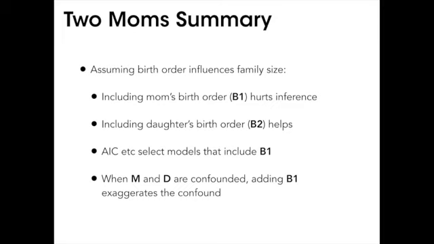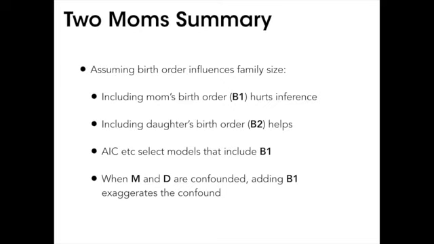Okay, summary of all this, and then I'll move on to the next example. So we assumed birth order influenced family size. That was in the simulations. And again, if you go look at the code, you'll see that it does. Still, including mom's birth order hurts inference, whether there's a confound or not. Including the daughter's birth order helps inference. It creates more precise estimates.